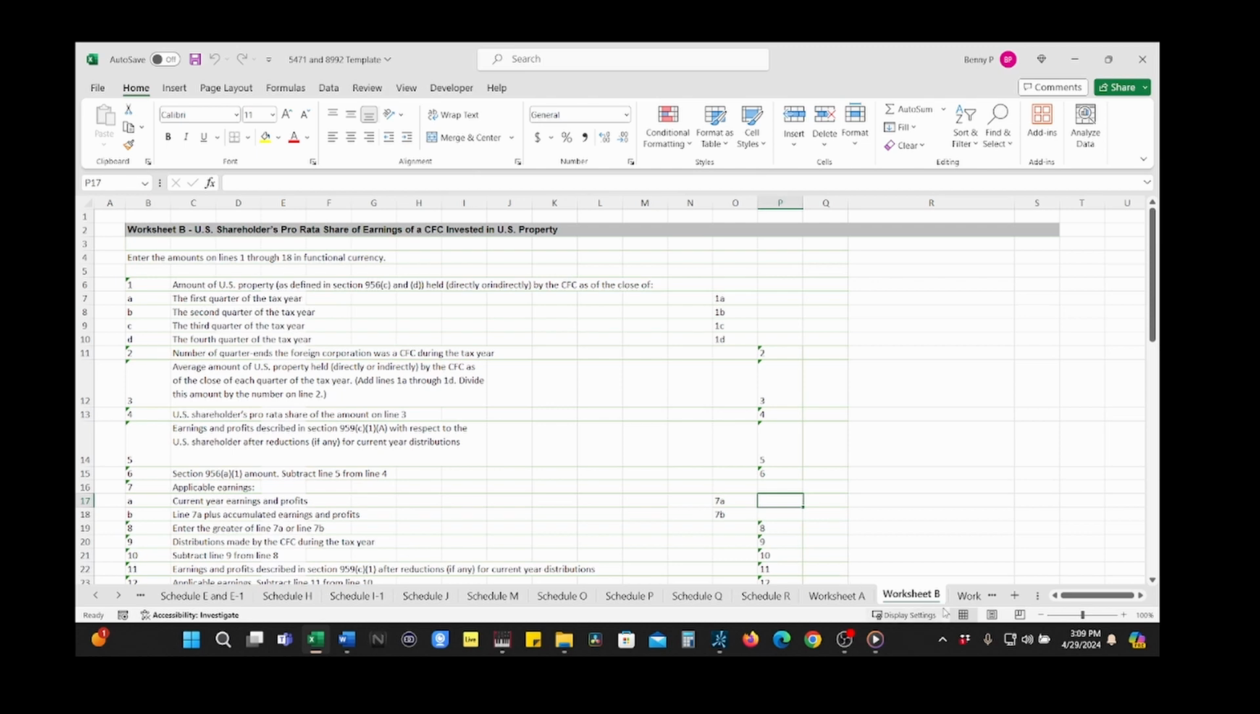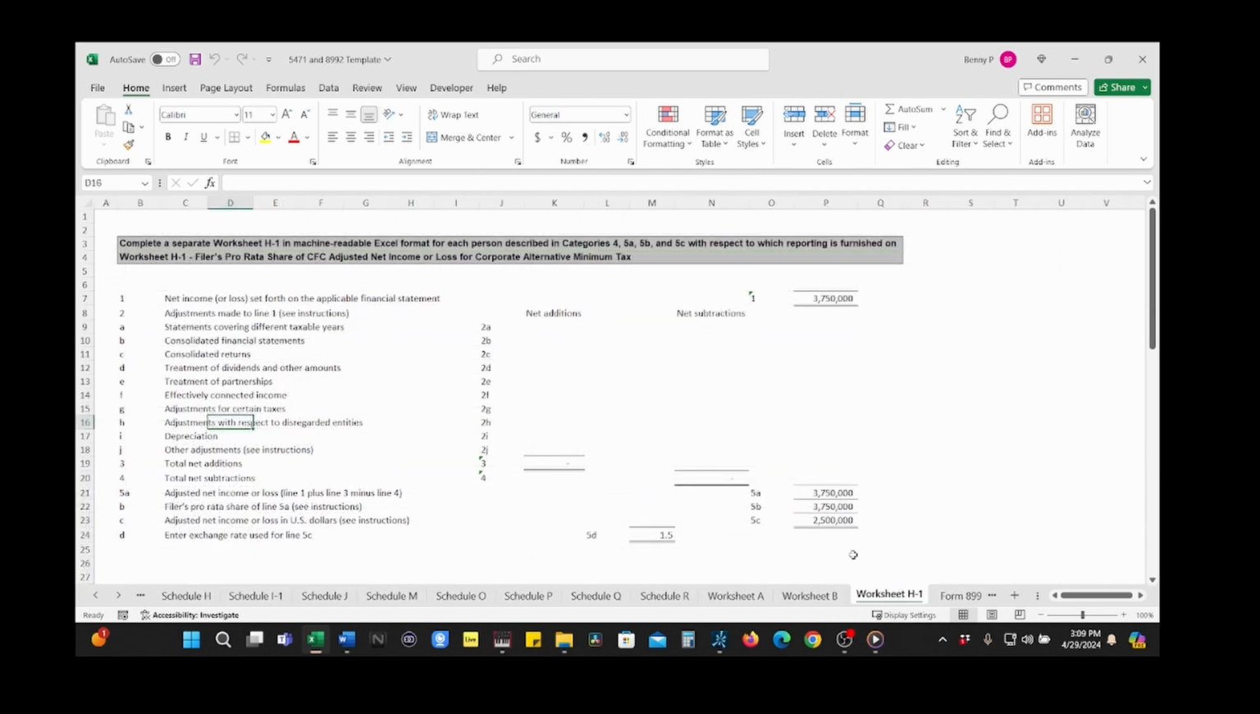Worksheet H-1 is the new worksheet for U.S. corporations to calculate their applicable financial statement income for the new corporate alternative minimum tax. I would not worry about this schedule if you're not a corporation with at least $1 billion book income.